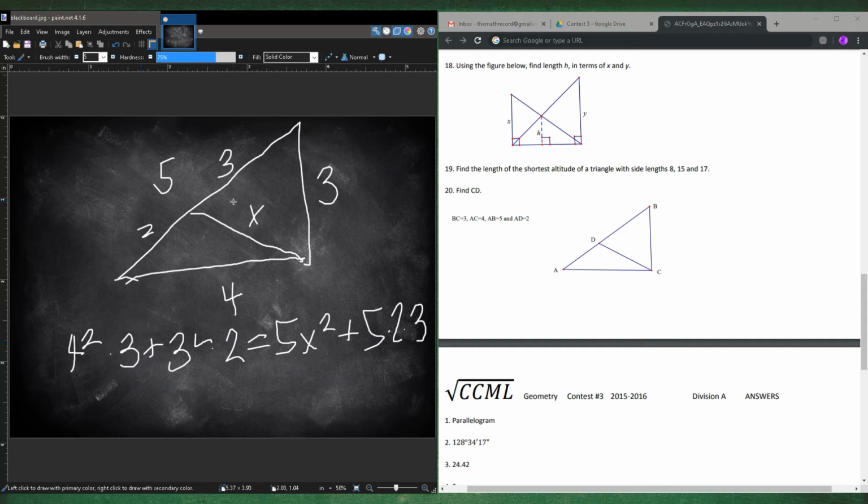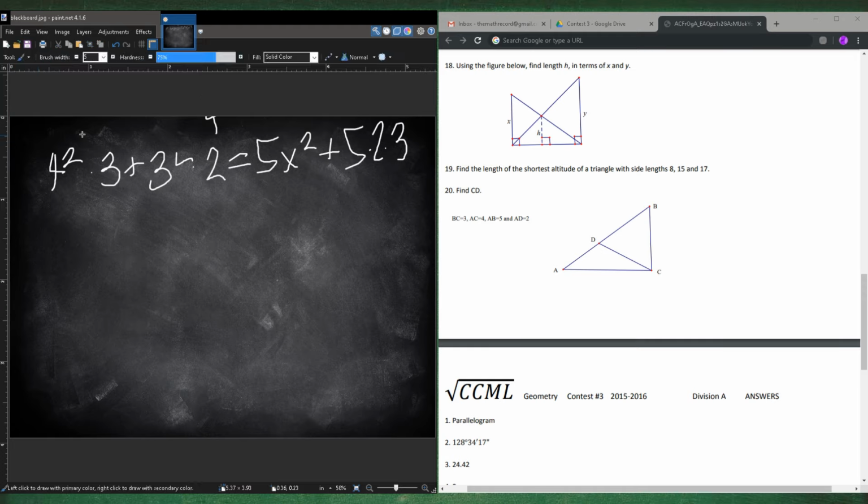It could work for any of these. Like if this was right here and this was 3.5 and 1.5, it could work for anything. You just have to get the appropriate side lengths and plug them in. So we already have that. Let's just solve for x.